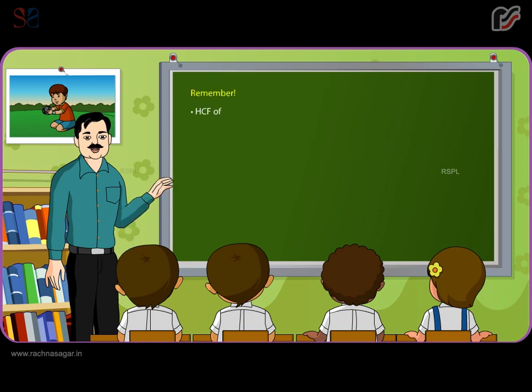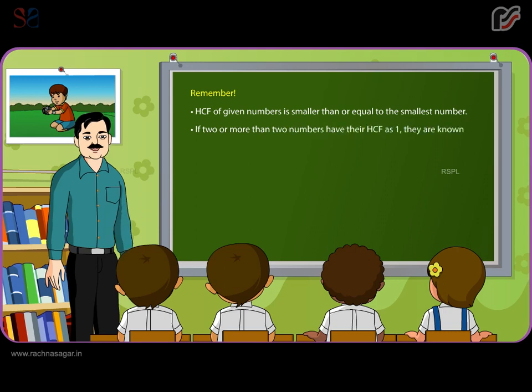Remember, HCF of given numbers is smaller than or equal to the smallest number. If two or more than two numbers have the HCF as 1, they are known as co-prime numbers.